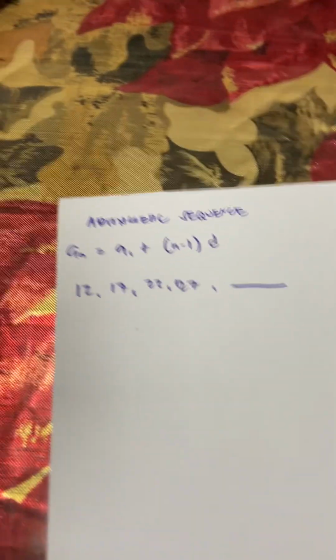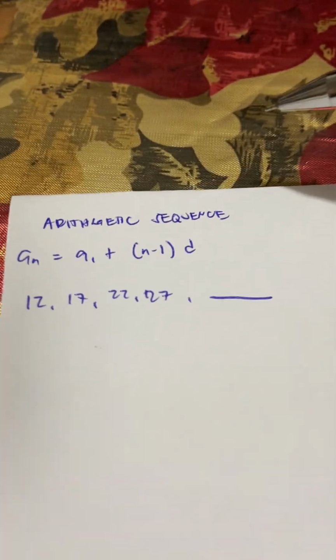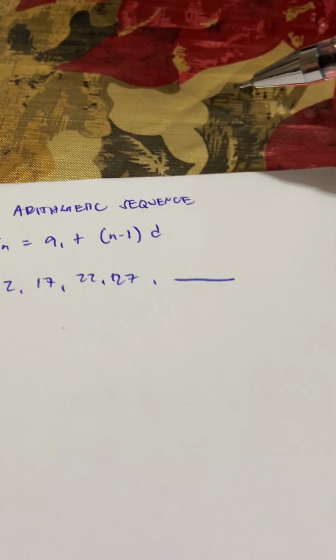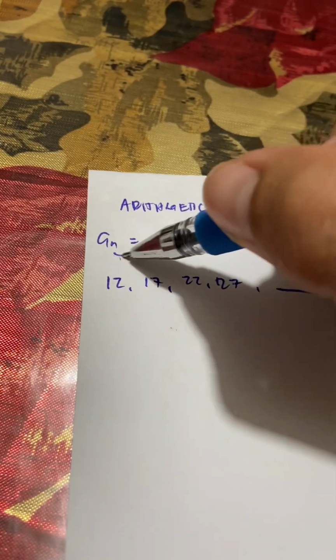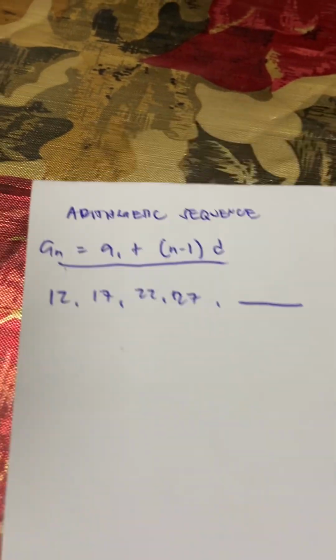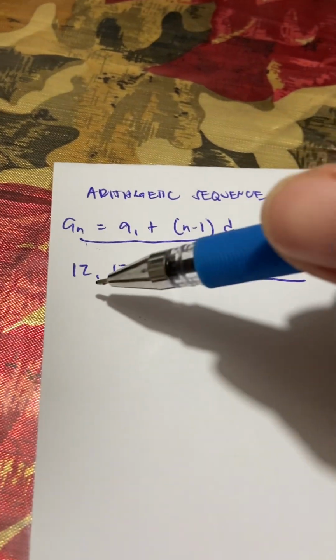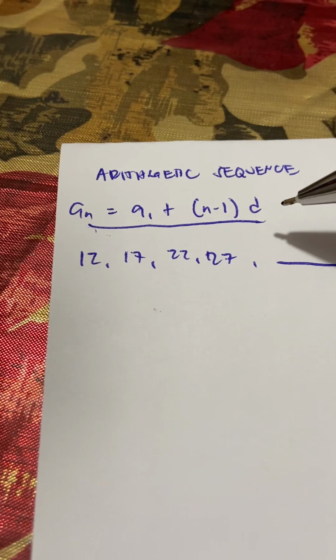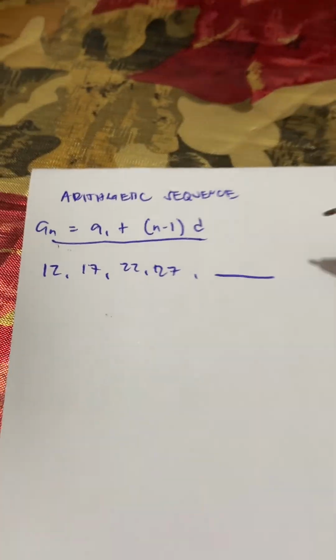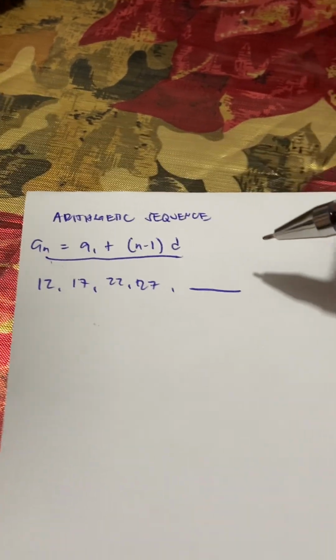So today, we are tasked by our instructor, Sir J.O. Minis, to discuss how to solve arithmetic and geometric sequences. An arithmetic sequence is a sequence of numbers where the difference between any two consecutive terms is constant. So this is the formula for arithmetic sequence, and this is the problem: 12, 17, 22, and 27, and the blank is the fifth term, which we're going to solve.